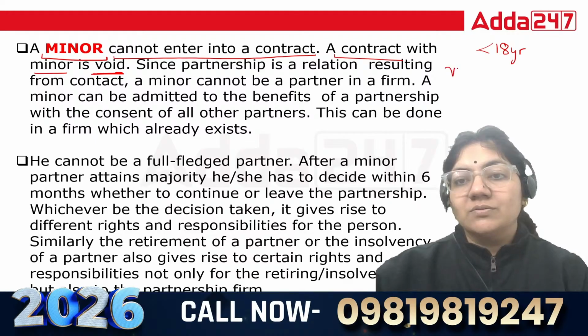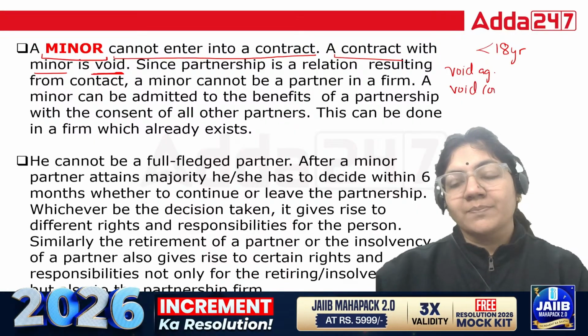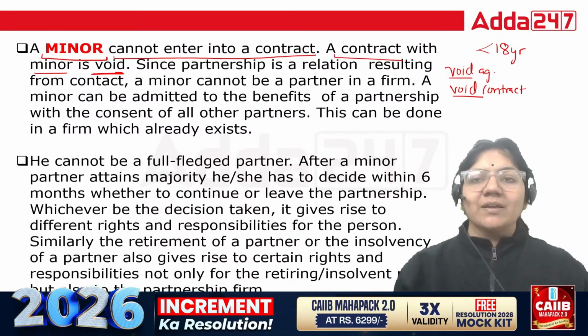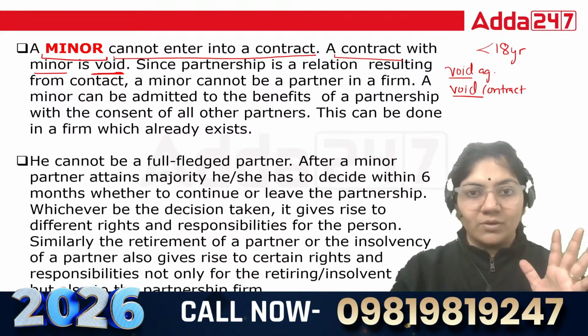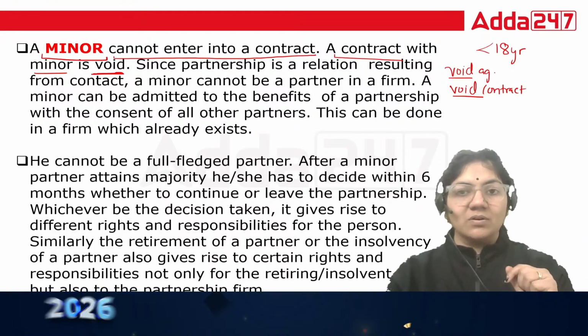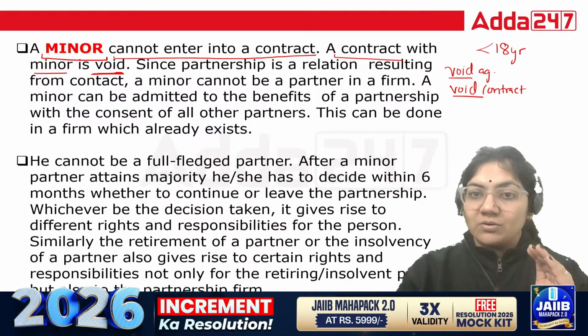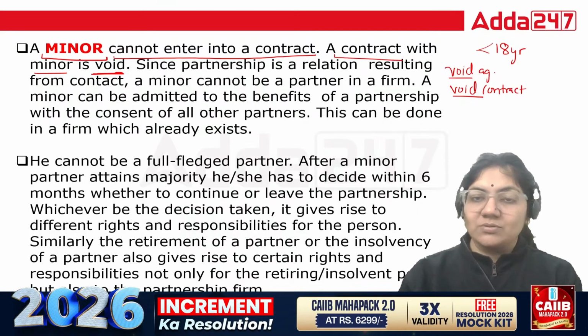So guys, there are two terms. The first is void agreement and the second is void contract. So what is the basic difference between void agreement and void contract? Void agreement is basically void from the initial stage, that's why we call it a void agreement. And a void contract is initially valid, but later on it becomes void.